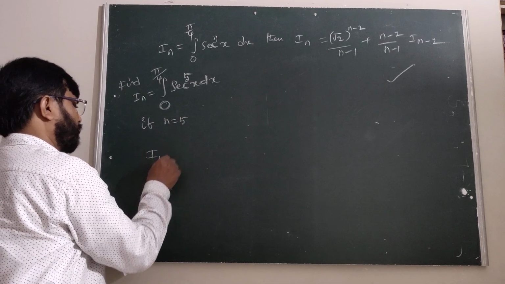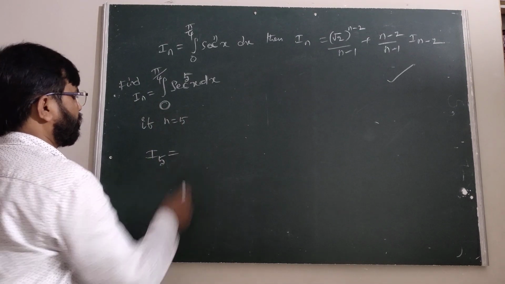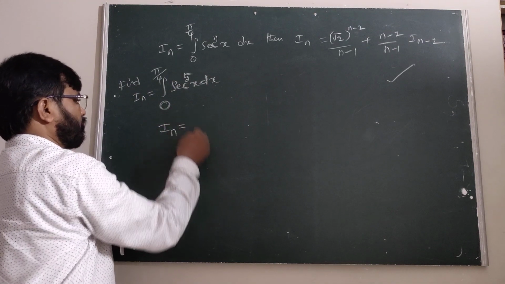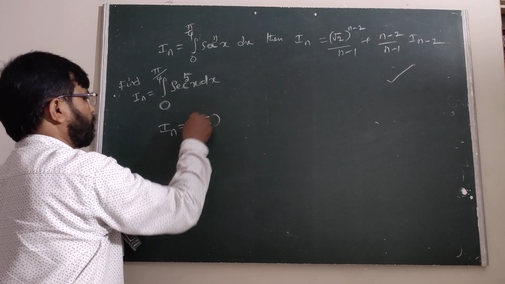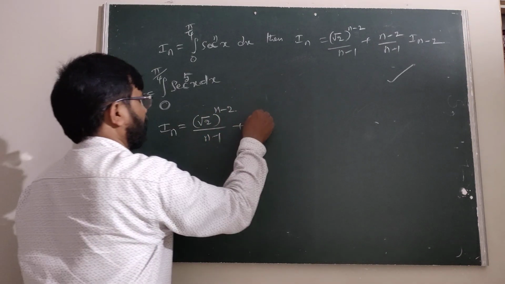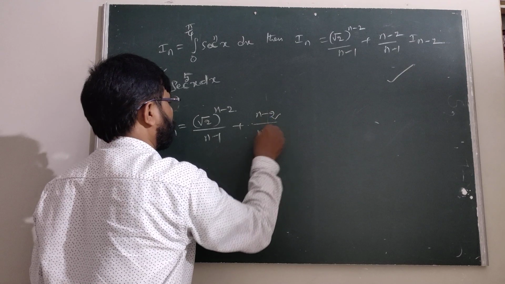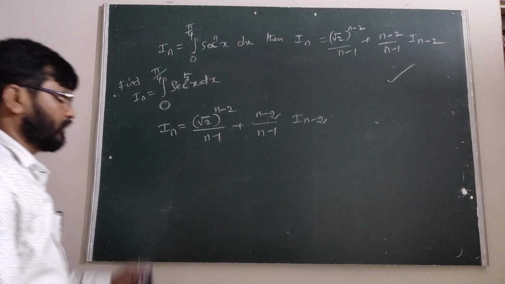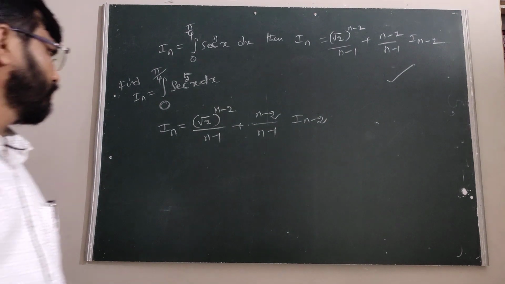Therefore I5 equal to, what is the formula of In? We have to know that In equals root 2 power n minus 2 by n minus 1, plus n minus 2 by n minus 1 into I(n minus 2).